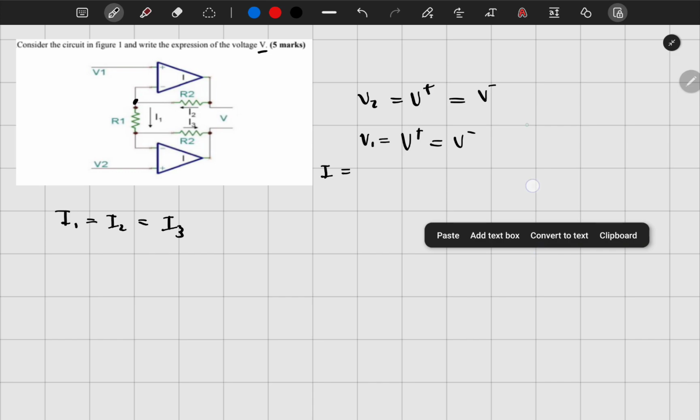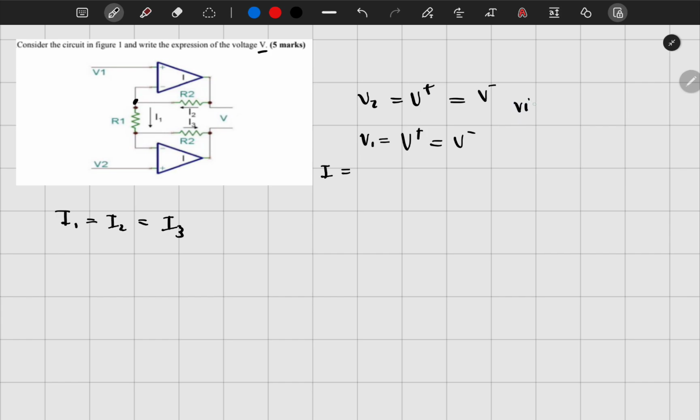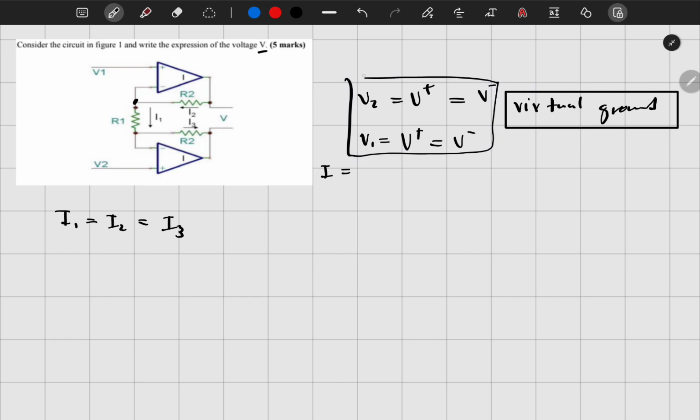The reason for that is because of something called virtual grounding. I don't know if I can spell it very well, but I think it's something like this. Virtual grounding. In the past videos, just go and look it up. We did talk about it while solving other problems. So this is worth knowing.